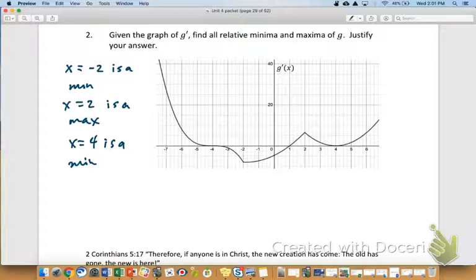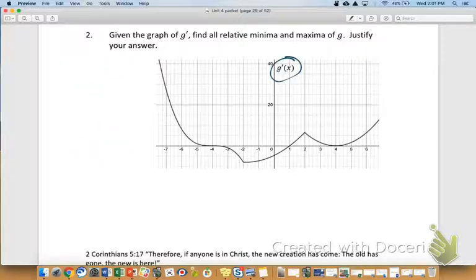You guys with me? If this was G, I'd be correct. But it's not a graph of G. It's a graph of G prime. This is a cautionary tale. I've seen plenty of capable students over the years that know better make that sort of mistake. Hopefully, you'll quickly get out of that if you do.